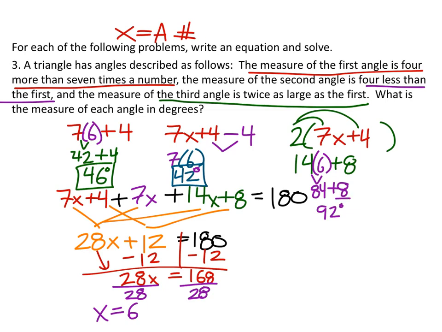So let's just check to make sure this works. I've got a 46-degree angle, 42-degree angle, and a 92-degree angle. When I add these together, 0 carry the 1, that's 180 degrees, so it checks out. And the three angle measures that I have, 46 degrees, 42 degrees, and 92 degrees, would be the measures of all three angles.